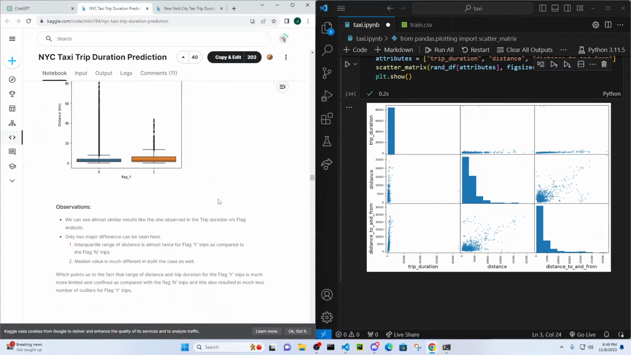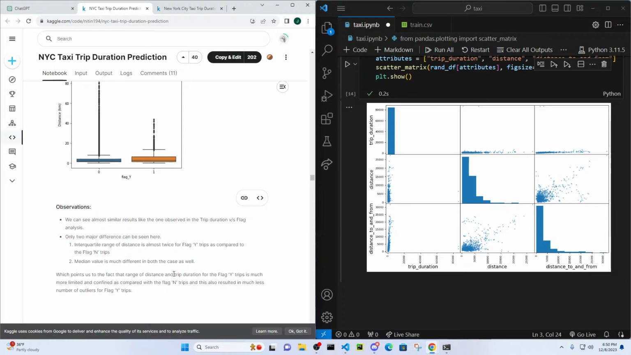Yeah. So we can see almost similar results like the one observed in the trip duration versus flag analysis. Only two major differences can be seen here. Interquartile range of distance is almost twice for flag Y trips as compared to flag N. Okay, so yeah, this is flag Y, this is flag no, or N. Yeah, so one is yes, 0 is no. True, false.